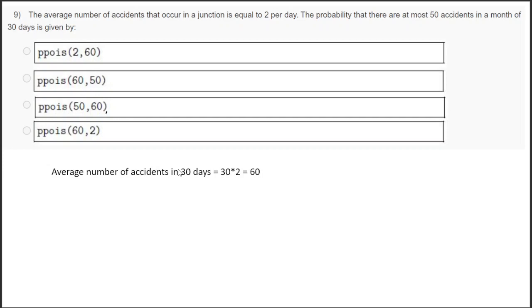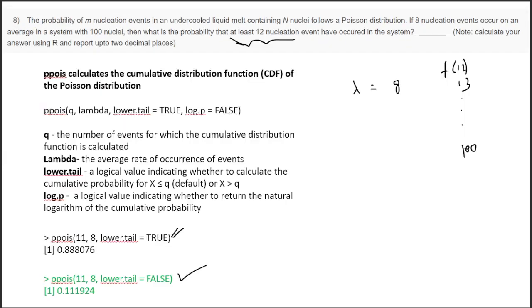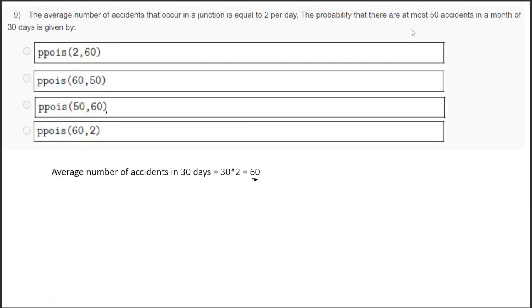First we have to calculate the average number of accidents happening in a month of 30 days. For that, we just have to multiply the number of days and the average number of accidents per day. So it is 30 into 2, so 60 accidents are happening per month. It's a rate. As we have seen before, lambda is 60 here, and q is 50, which they have already given.